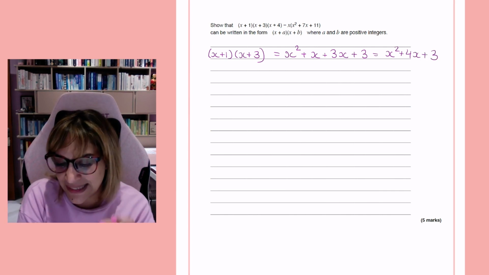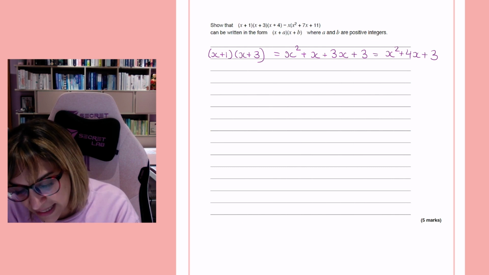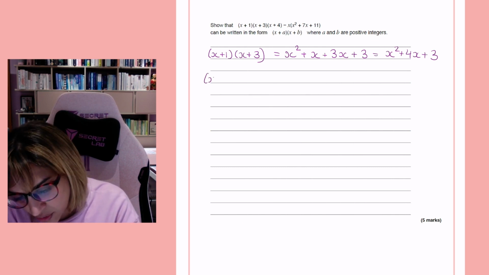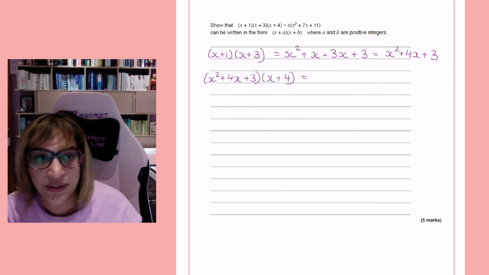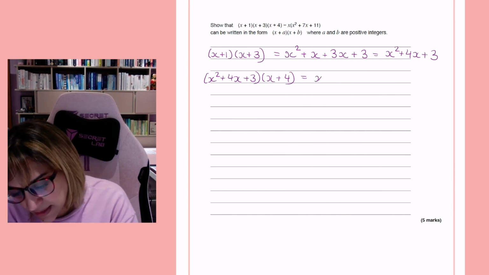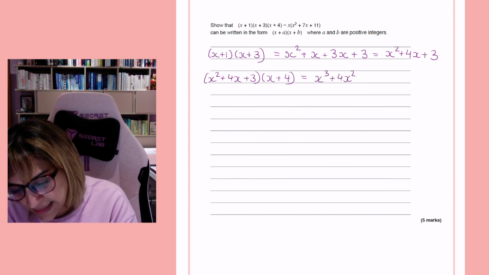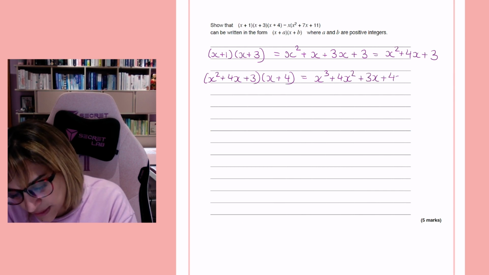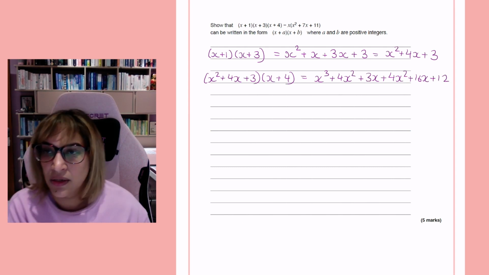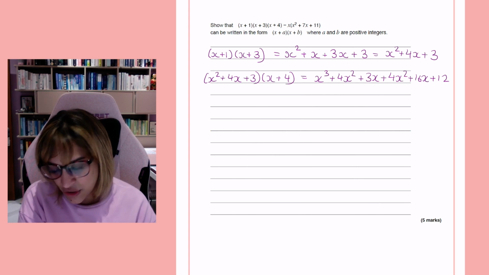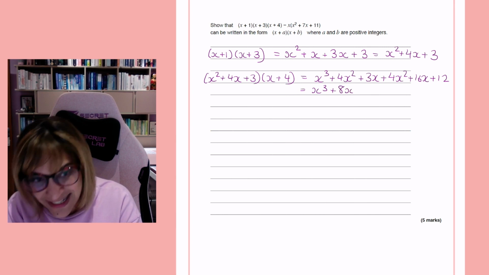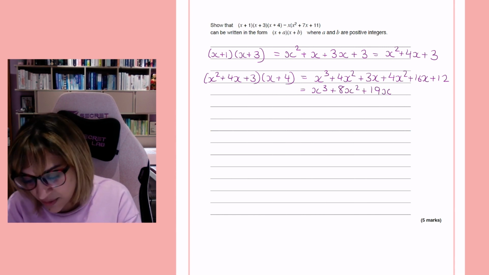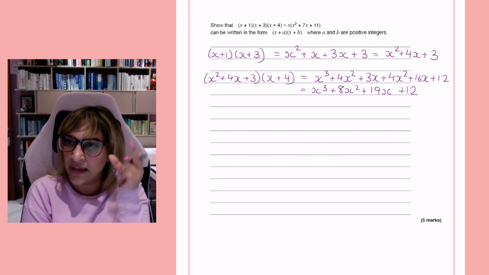And out of the 5 marks, that's essentially 1 mark. I'm now going to take my quadratic, which I've multiplied out, and I'm going to multiply it by x plus 4. And when I do that, I multiply everything by x first. So x cubed plus 4x squared plus 3x plus 4x squared plus 16x plus 12. Right, and then you're going to simplify that. So altogether you end up with x cubed plus 8x squared plus 19x plus 12. Right, so that's opening out that first batch.